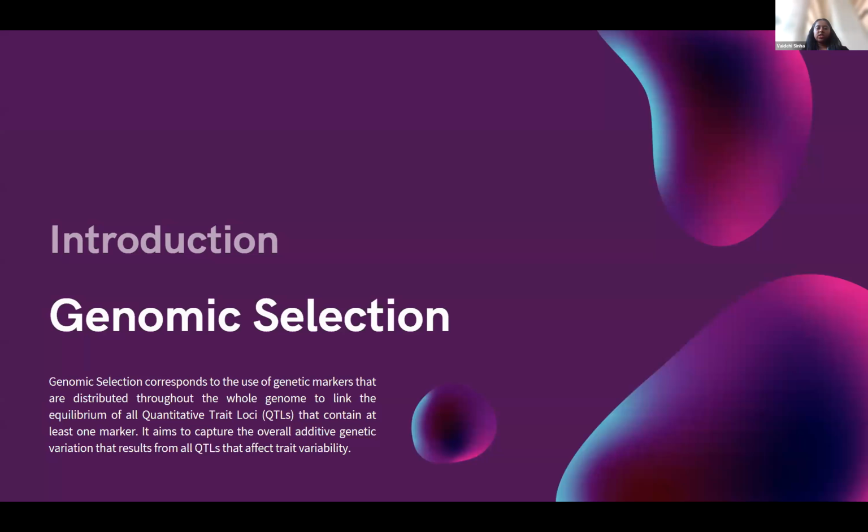So starting with introduction, what is genomic selection? Plant breeding is a crucial element of making sure that there is a steady supply of food for the increasing population of people, which is forecasted to rise to 9 billion by the year 2050. So genomic selection corresponds to the use of genetic markers that are distributed throughout the whole genome to link the equilibrium of all quantitative trait loci or QTLs that contain at least one marker. By summing the impacts of all these markers, GS aims to capture the overall additive genetic variation that results from these QTLs that affect the trait variability.